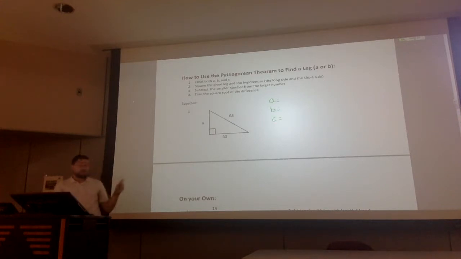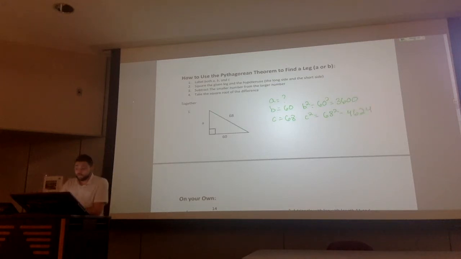In this case, I labeled that side A, so A is going to equal the question mark. B is going to equal 60, and C is going to equal 68. So now we're going to find what B squared equals and C squared equals. So B squared equals 60 squared, which equals 3,600. And C squared equals 68 squared, which equals 4,624.